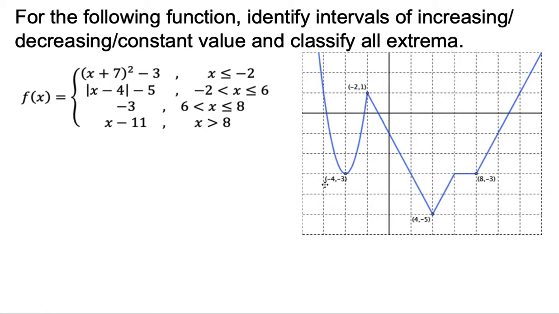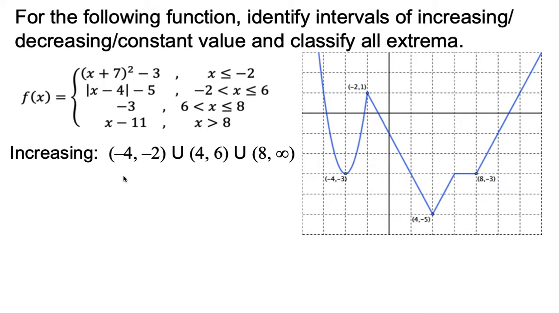If we're looking first for the intervals where it's increasing, notice that the graph from -4 to -2 is increasing. If we pick any 2 values of x in this interval, the larger value of x will have a larger y value. The same thing with the interval from 4 to 6. If we pick any 2 x values in that interval, the larger x value will yield the larger y value. And lastly, if we look at the interval from 8 to infinity, choosing any 2 x values in that interval, the larger x value will yield the larger y value. And therefore, we can say the function is increasing on those 3 intervals.